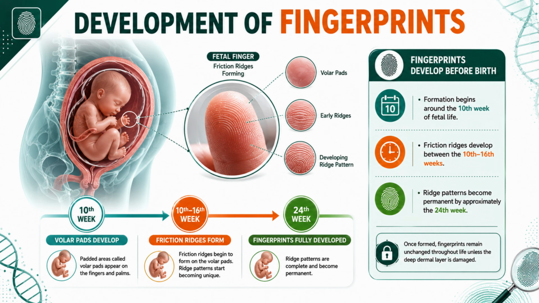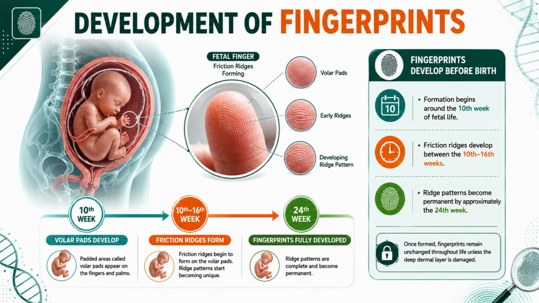Many people believe fingerprints develop after birth as we begin touching objects. That is a common misconception. In reality, fingerprint formation begins long before a baby is born, around the 10th week of fetal development. Tiny swellings known as volar pads are present on the fingertips, palms, and soles. These pads play a major role in determining the overall fingerprint pattern. As the fetus continues to grow, these pads gradually regress and friction ridges begin to appear over them.